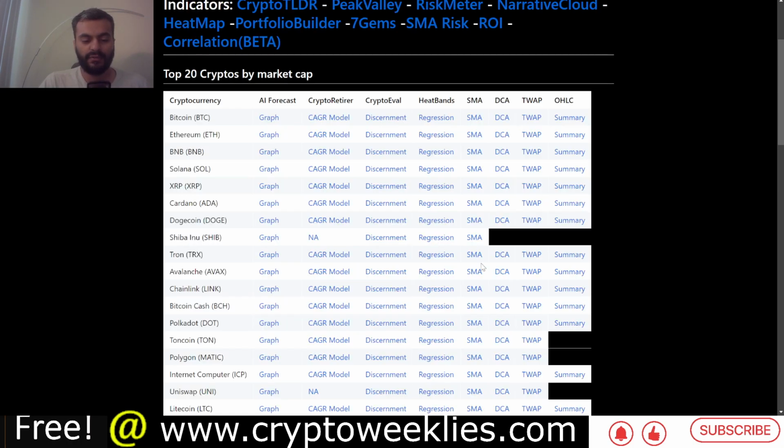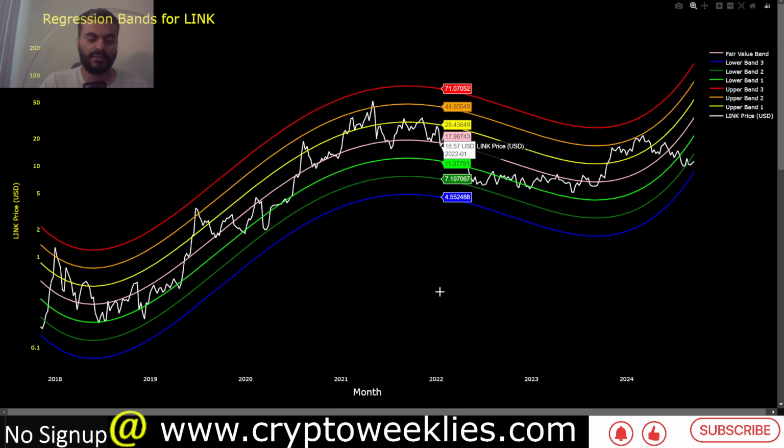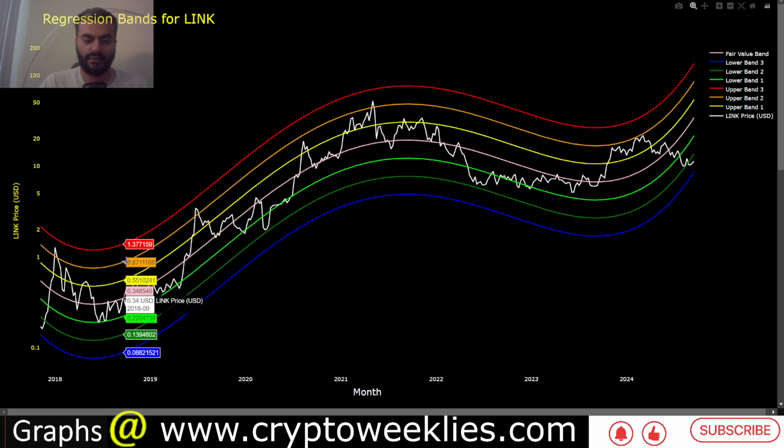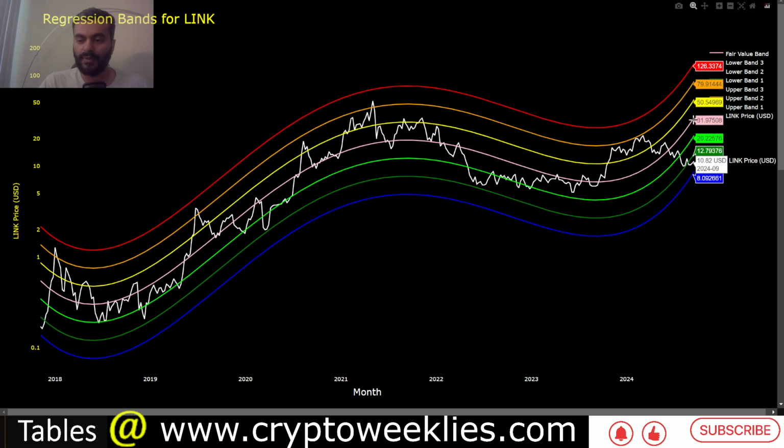So now that we have covered the machine learning based analysis, we'll go to the regression based analysis. This is the polynomial regression function wrapped around the same chart, which is the weekly price action that we just covered, in white color. The base case regression function is this line in pink. On top are the 3 standard deviation bull zones, and on the bottom are the 3 standard deviation bear zones.